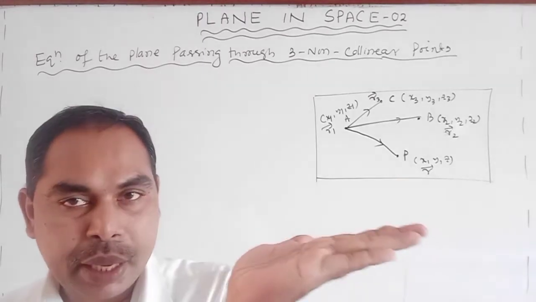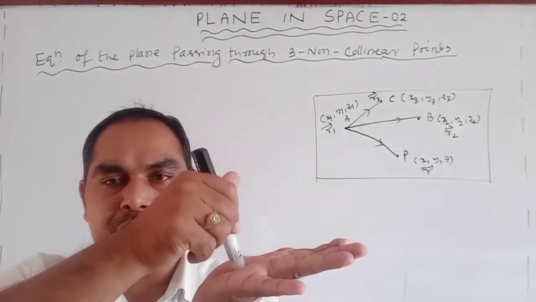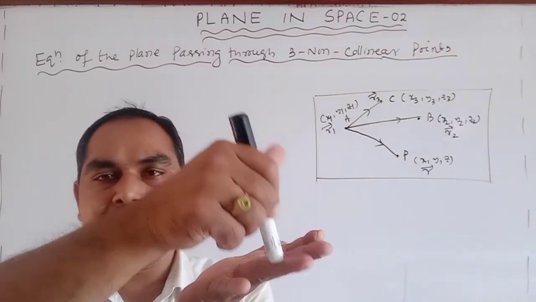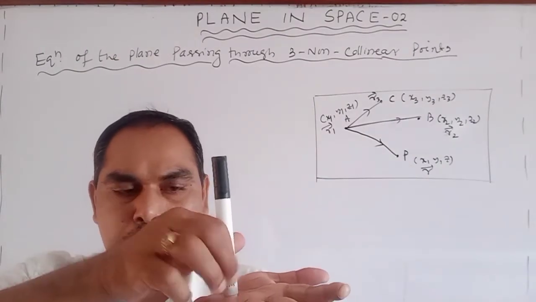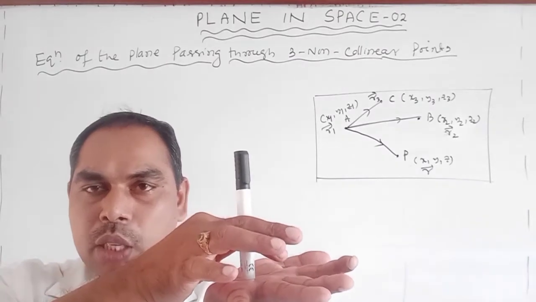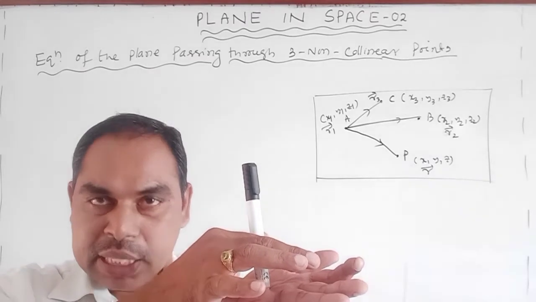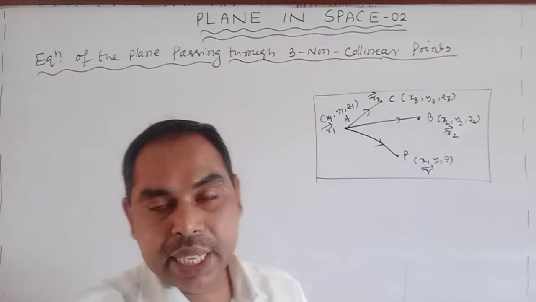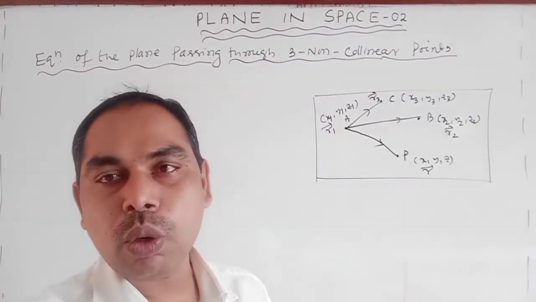So this is a plane, and this is a single point A. AB cross AC is perpendicular to both AB and AC, therefore AB cross AC is perpendicular to the plane. Hence AB cross AC is also perpendicular to AP. Therefore AB cross AC dot AP is equal to 0.